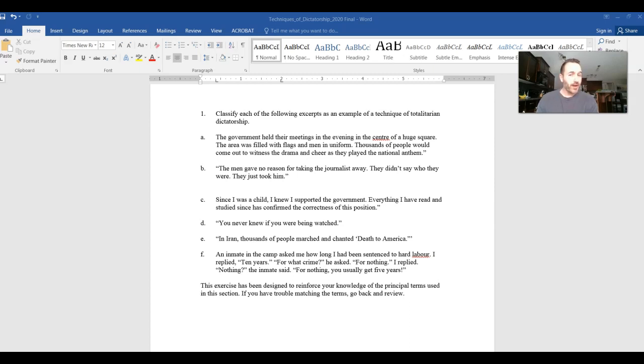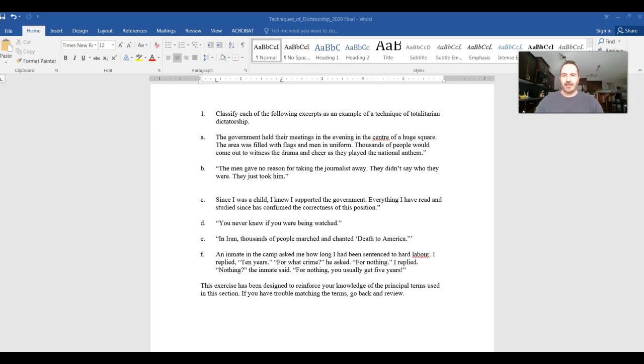So, number one, it says the government held their meetings in the evening in the center of a huge square. The area was filled with flags and men in uniform. Thousands of people would come out to witness the drama and cheer as they played the national anthem. That would be controlled participation, right? This is where the government is trying to gain supporters by having people who are naturally social beings coming together and just kind of following like sheep, buying into that groupthink mentality that we sort of alluded to in the last video lesson. So 1A, the answer would be controlled participation.